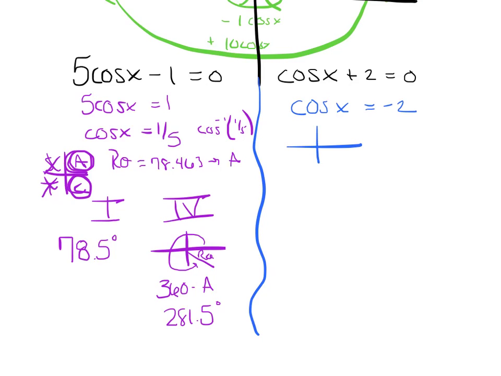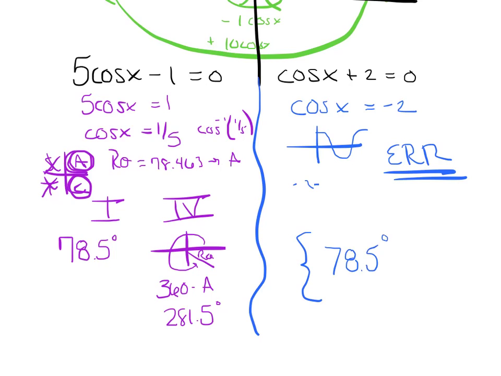All right, is it possible for the cosine graph to hit negative 2? Well, of course not. So if you try to take the inverse, you should get the error sign. And that's a good thing. The graph does not hit negative 2. So I only have two answers, 78.5 degrees and 281.5 degrees. And there you have it, solving a trig equation with our first Pythagorean identity.